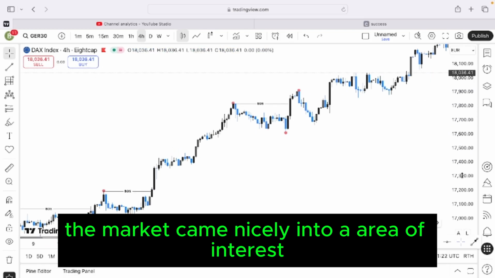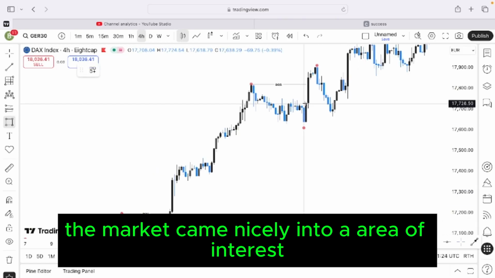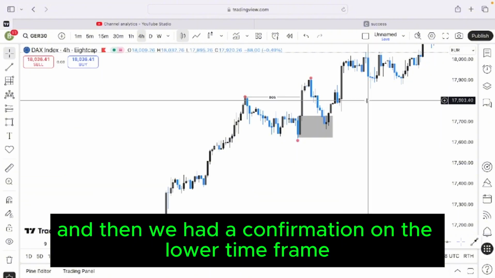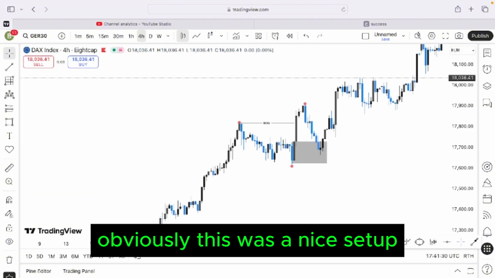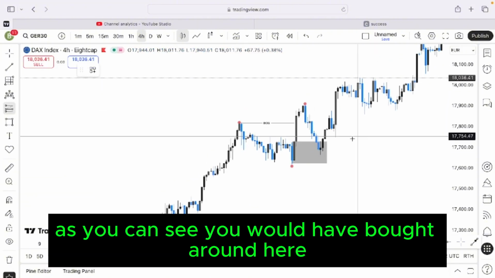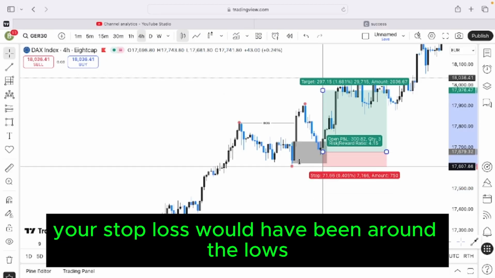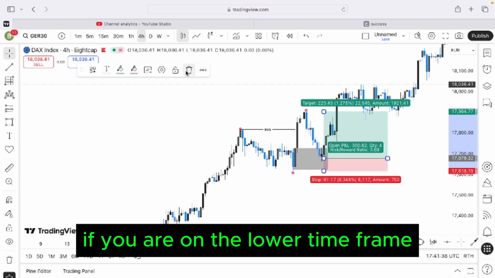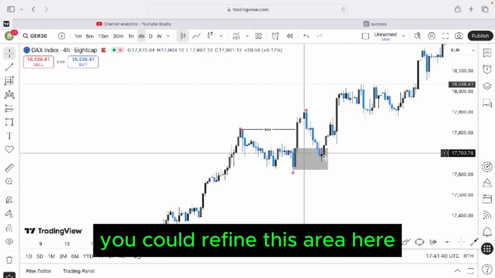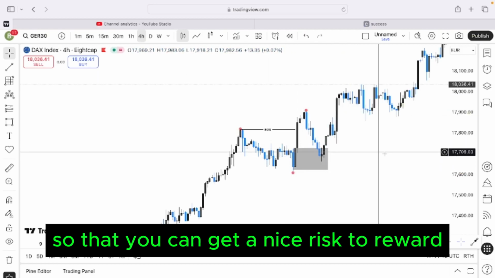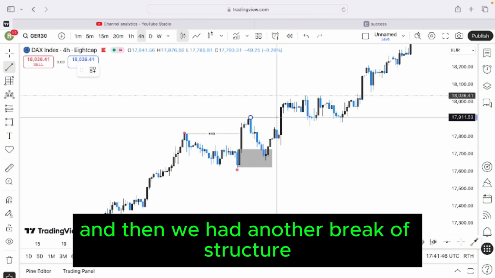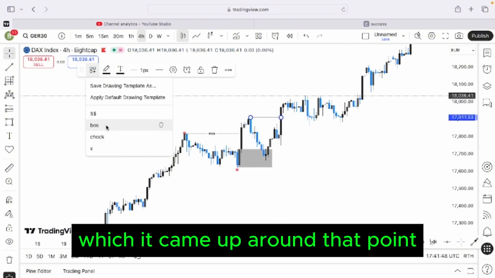And then the market came nicely into an area of interest, which was this one here. And then we had a confirmation on the lower time frame, which was a nice setup. As you can see, you would have bought around here. Your stop loss would have been around the lows. The target would have been here. If you are on the lower time frame, you could refine this area here so that you can get a nice risk to reward.